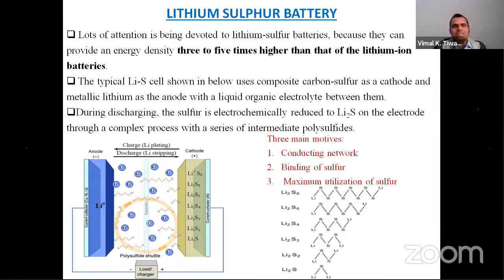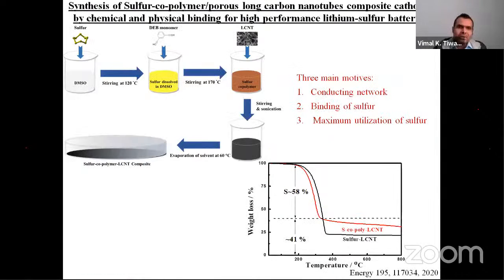So this is my work where I try to overcome this limitation. We used a solution technique to prepare this composite. First, we dissolve the sulfur in DMSO, and we co-polymerize it with DEB monomer. So we added the DEB, we prepared the sulfur polymer, and then we added the long CNT, which is a special type of CNT.